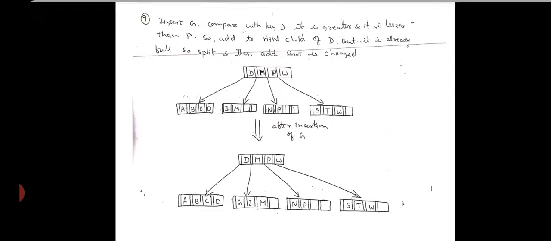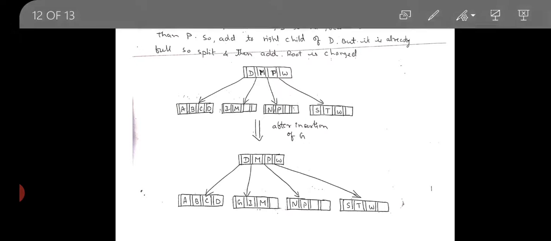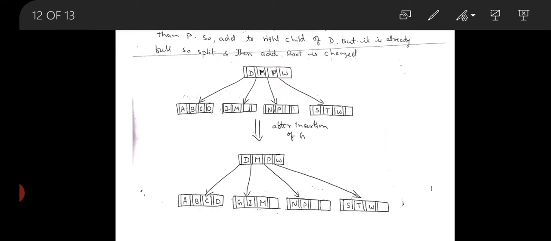After that insert the G. Again compare G with the D. G is greater than D and lesser than M. So insert in the second node. After inserting G, in the second node it becomes G I M.